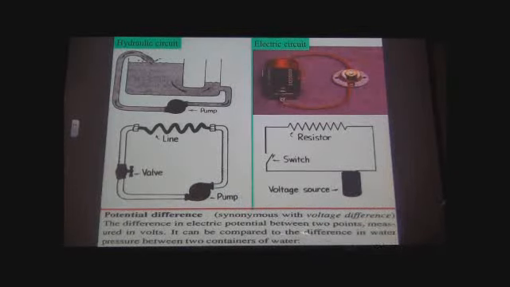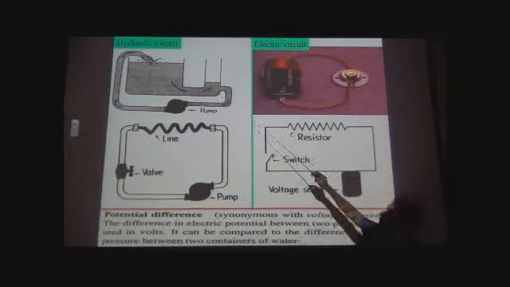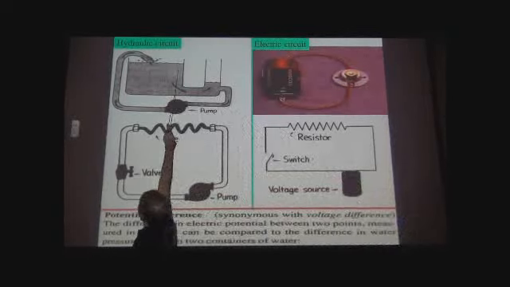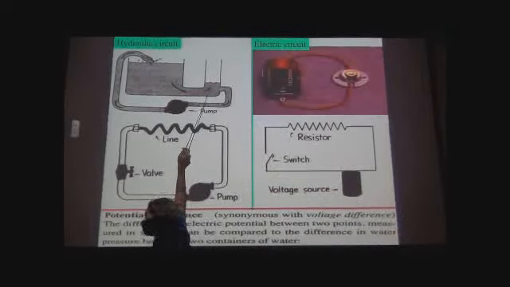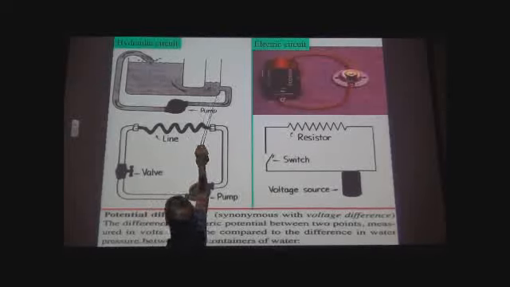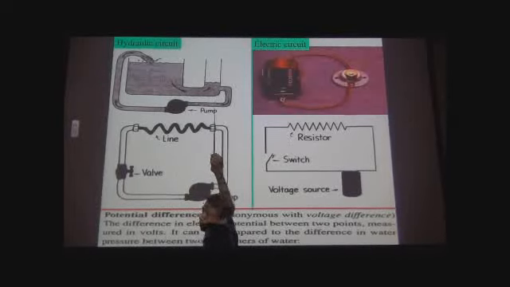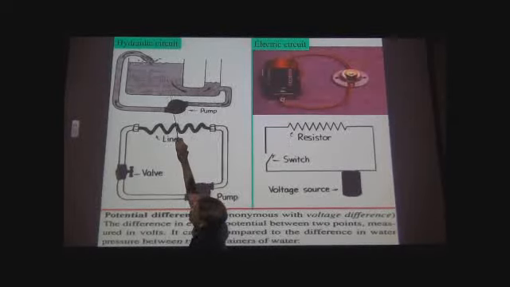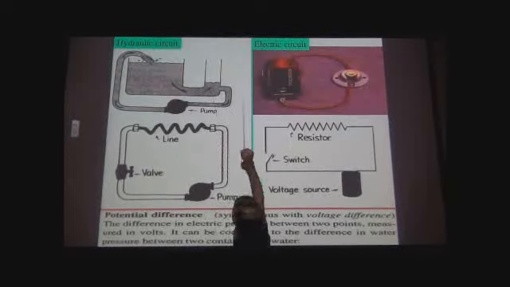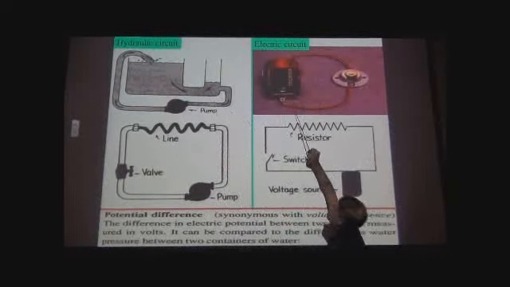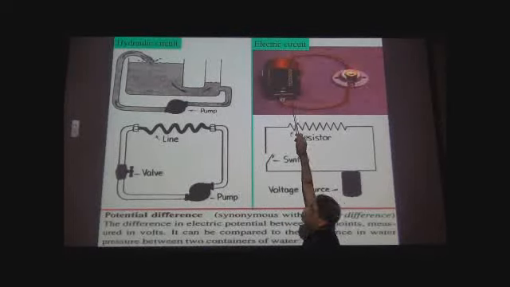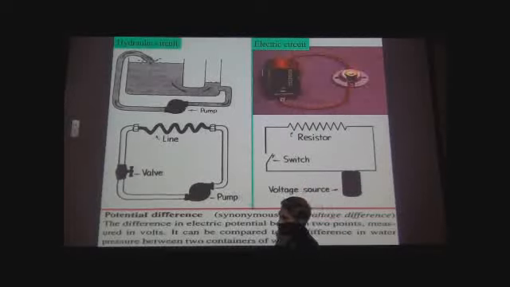Potential difference, which is the same as voltage difference, is the difference in electric potential between 2 points, measured in volts. It can be compared to the difference in water pressure between 2 containers of water. Here there's a difference in water pressure. The pressure here is higher than the pressure here, to a first approximation, if it's purely due to the height difference. That lower pressure is what causes the water to flow from here to here. In the case of a battery, the battery creates a higher pressure on the other side for the electrons that pushes the electrons through the circuit.